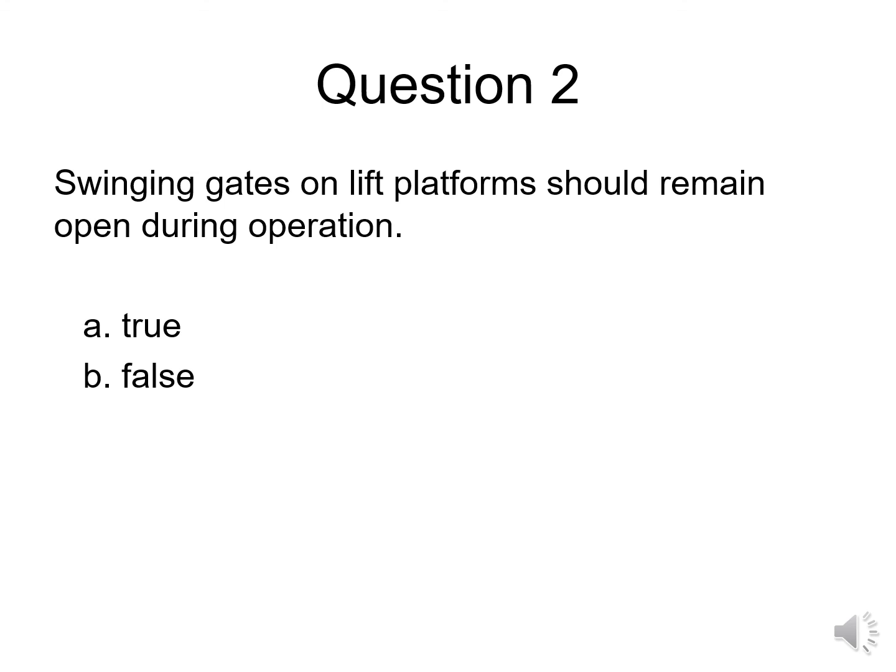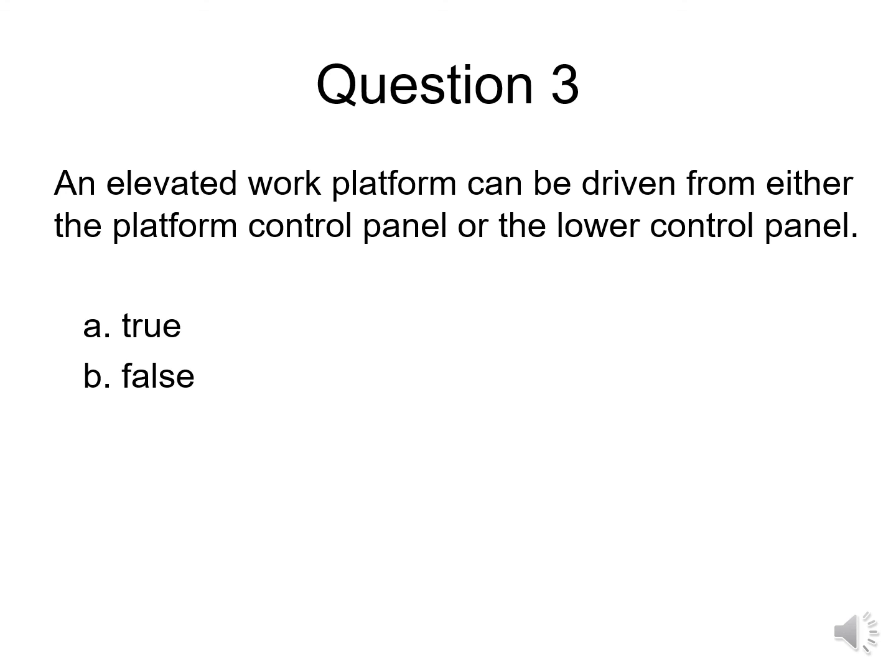Question 2. Swinging gates on lift platforms should remain open during operation. A, true. B, false. Question 3. An elevated work platform can be driven from either the platform control panel or the lower control panel. A, true. B, false.